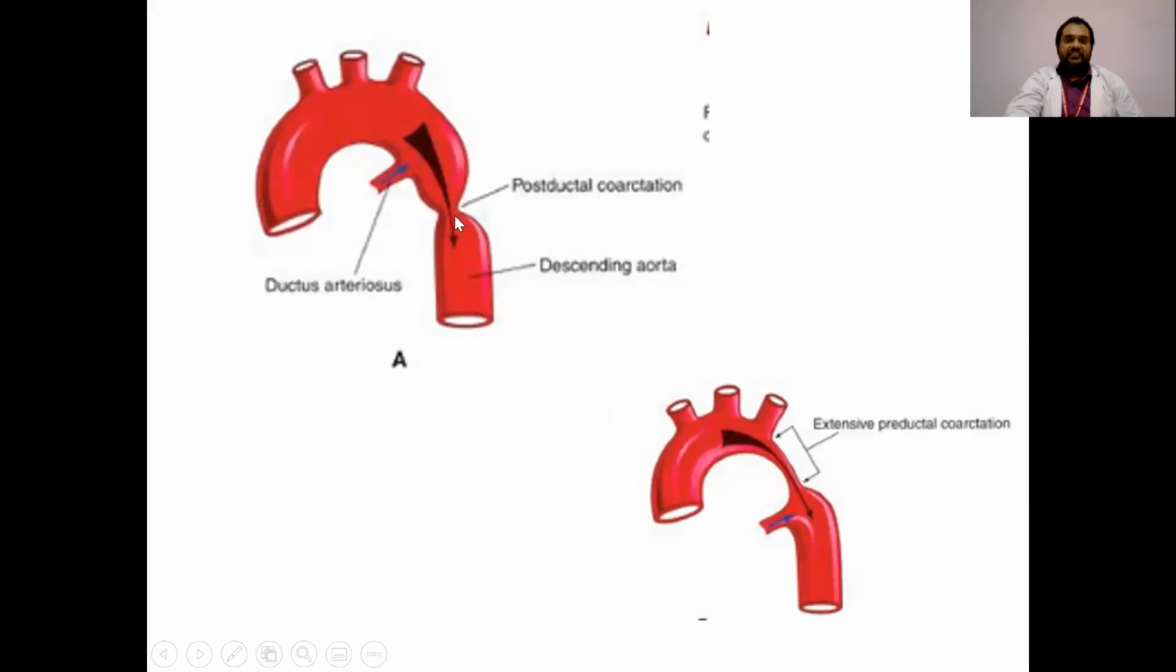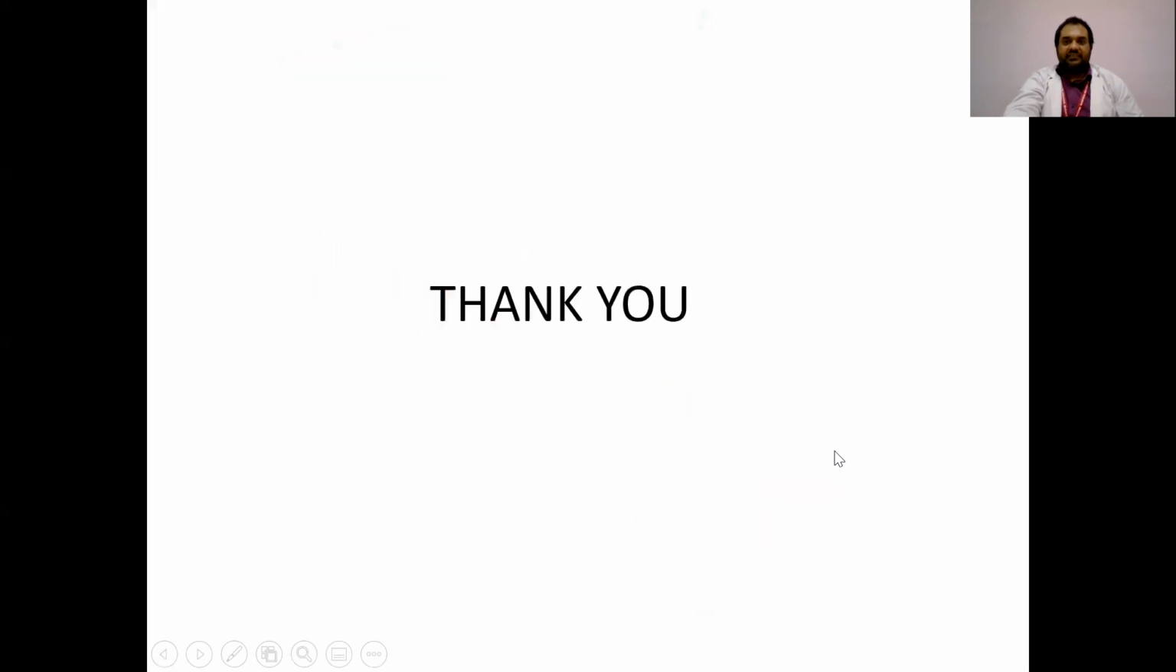And we can see here the ductus arteriosus, postductal coarctation, and descending aorta. And this is an extensive preductal coarctation. This is postductal and this is preductal.